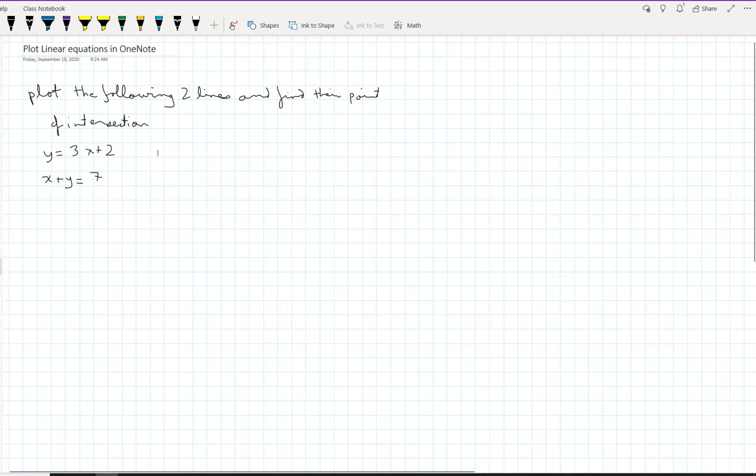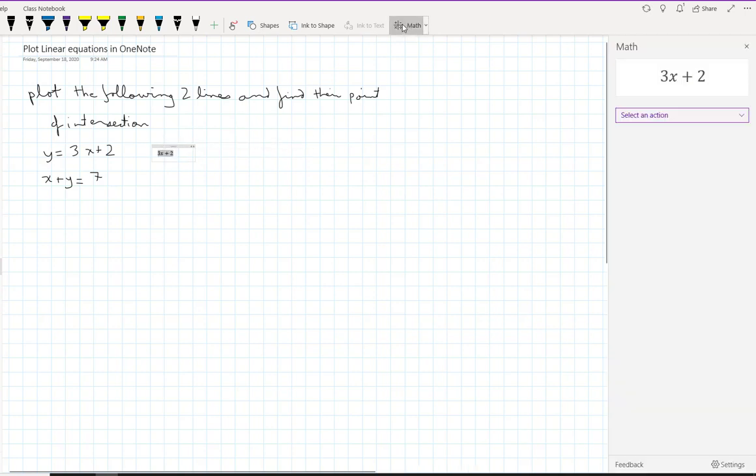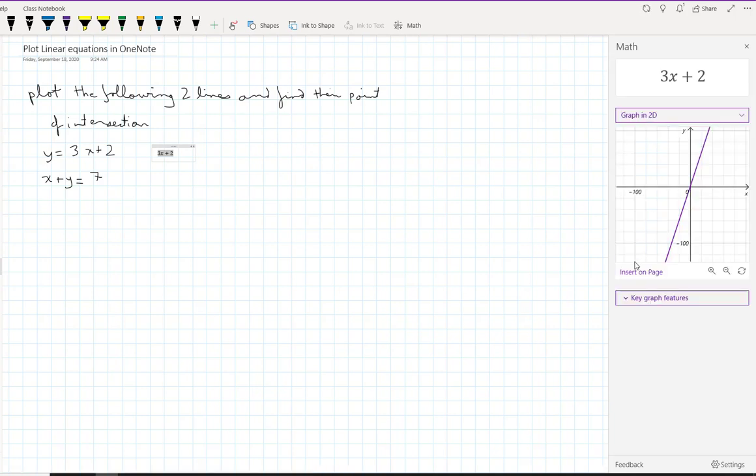One thing I wanted to show you is that in the last class we demonstrated that you would write y equals 3x plus 2. What I've figured out just over the past couple of days is that if you just type in 3x plus 2, that gives you everything. That gives OneNote everything it needs to plot it. It already adds in the y equals. So we're going to select 3x plus 2, and go here and plot this graph. And here we go. This is the graph.